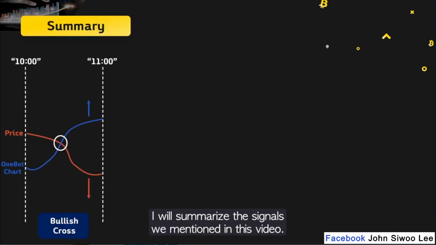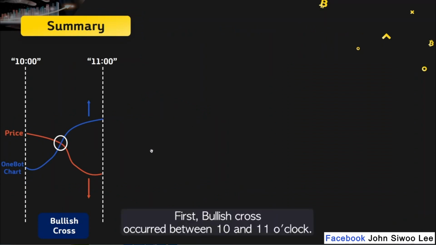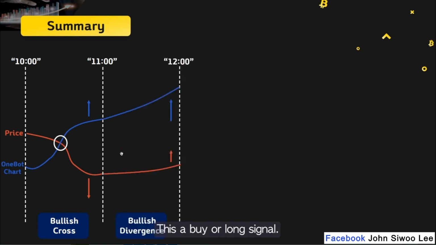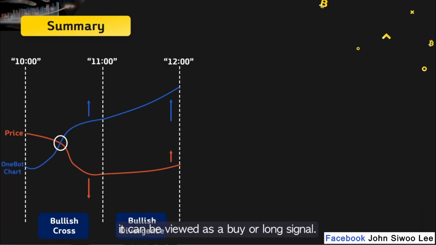I will summarize the signals we mentioned in this video. First, a bullish cross occurred between 10 and 11 o'clock. Scores went up, prices went down. This is a buy or long signal. After waiting for an hour, the market price rose a bit, but the score is still above the price line. Since this is also a signal that the price is expected to rise, it can be viewed as a buy or long signal.